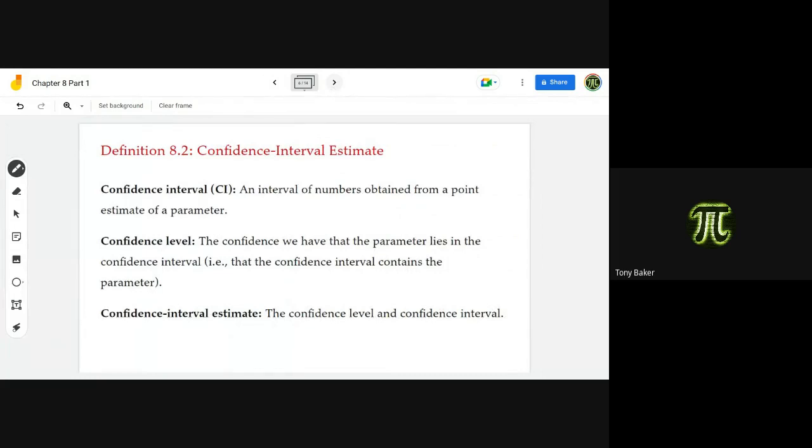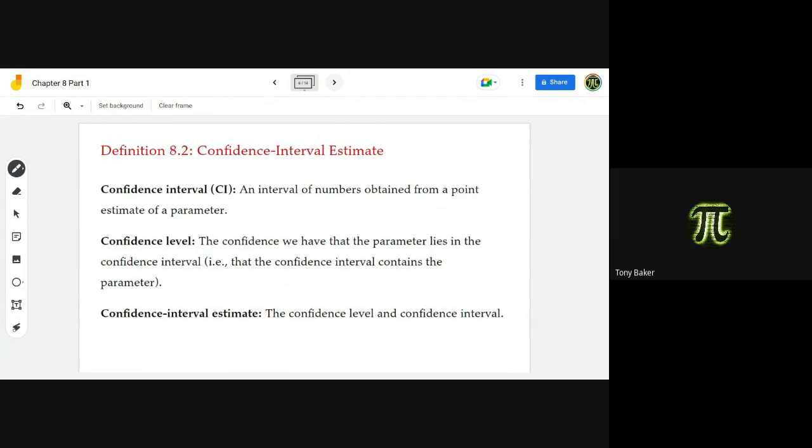All right, so a couple more terms that we're going to need to know. You heard me mention confidence interval. A confidence interval is the interval of numbers obtained from a point estimate of a parameter. So basically, I took my point estimate, and I know it's within this range.